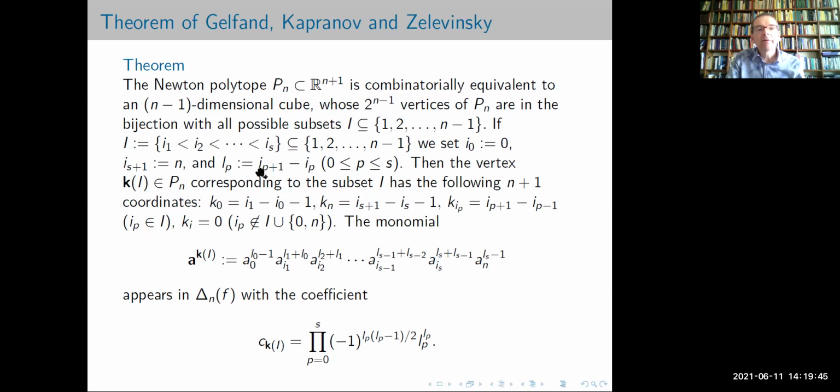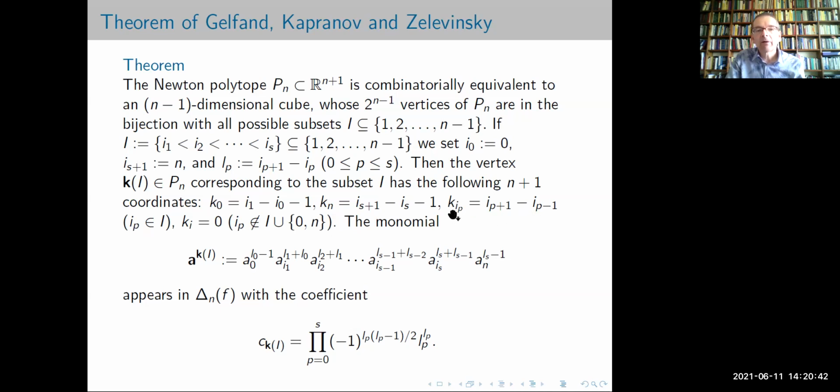And then we can define the differences between these indices. So l_p is the difference between subsequent integers appearing here. And using any subset I, we can describe a vertex and the monomial explicitly. So how does it look? We take I, and define the components of these vectors as follows. The zero component and the last component, the n component, demand special expressions, where we have a difference and should subtract one, and here also a difference, subtract n, and for the other k components there will be just differences.